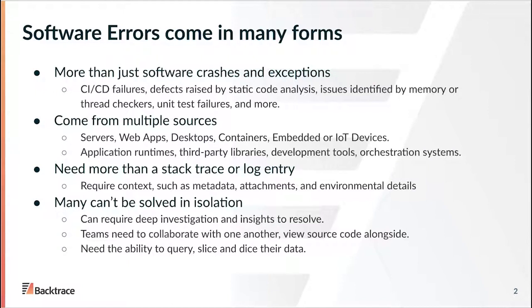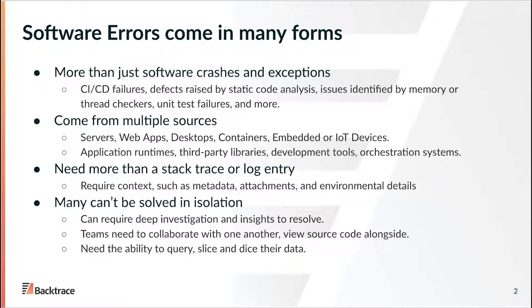Software errors can come in many forms, from core dumps and mini dumps that come out of your application runtime, to CI/CD build pipeline failures, or defects raised in static code analysis tools or memory error checkers. Errors are going to come from many different sources, from back-end servers or containers to desktops, mobile devices, or even embedded and IoT devices on the edge.